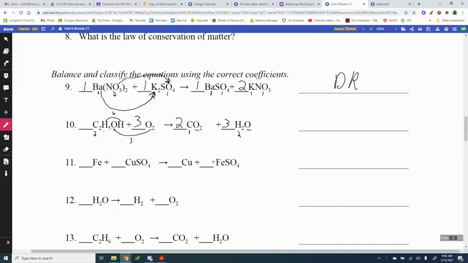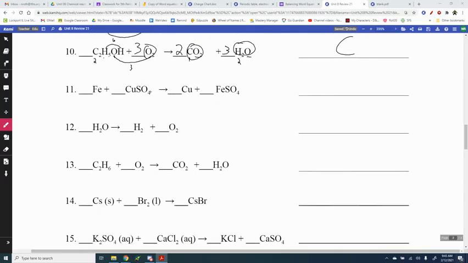Now we have to identify. Okay, this has oxygen, carbon dioxide, and water. That makes it a combustion reaction. All right, next one. Next one's super easy.